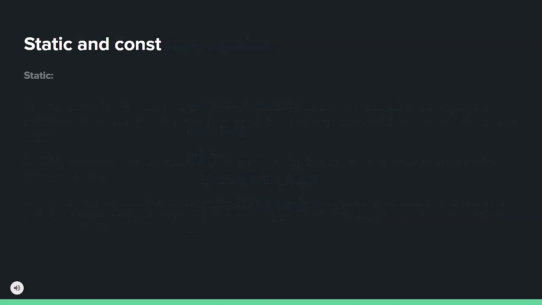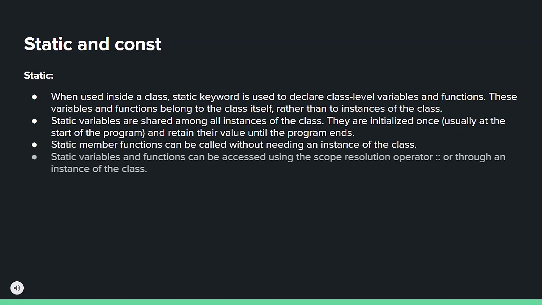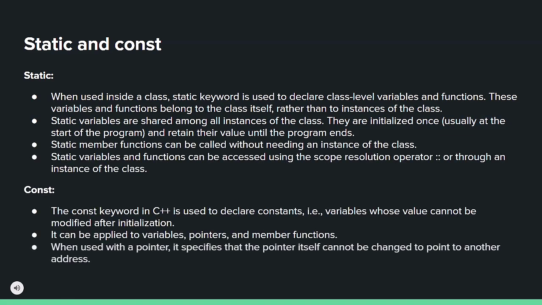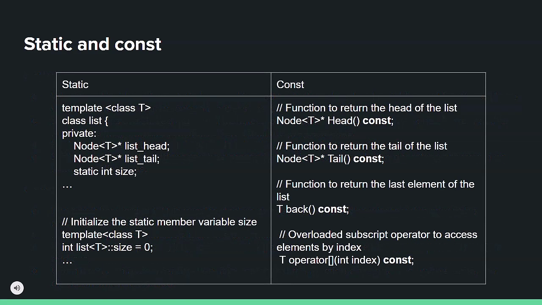Static is used for declaring class-level variables and functions, while const is used for declaring constants and specifying immutability. Here, I ensure that the size remains static, as it will be consistent throughout the entire list, and utilize the const keyword with functions where the data member should not be modified.